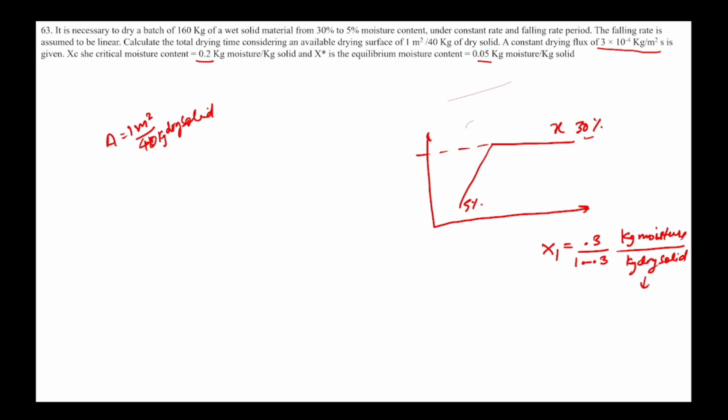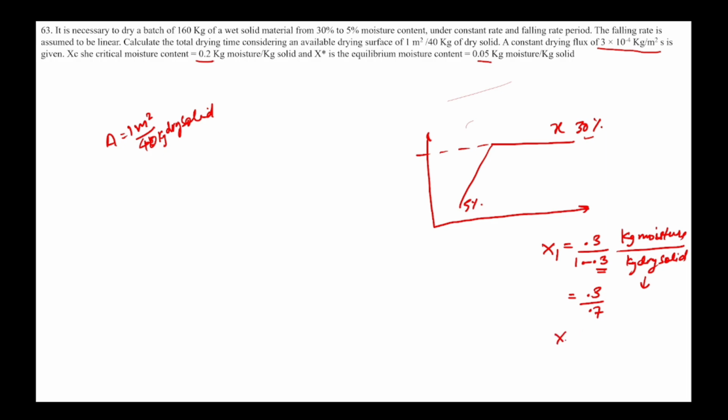Why does dry come here? Because when you remove the moisture, then only the dry things will remain. This 0.3 is the amount of the moisture, and when you subtract the moisture amount from the mixture, then only the dry solid remains. So there is kg dry solid. So 0.3 divided by 0.7.